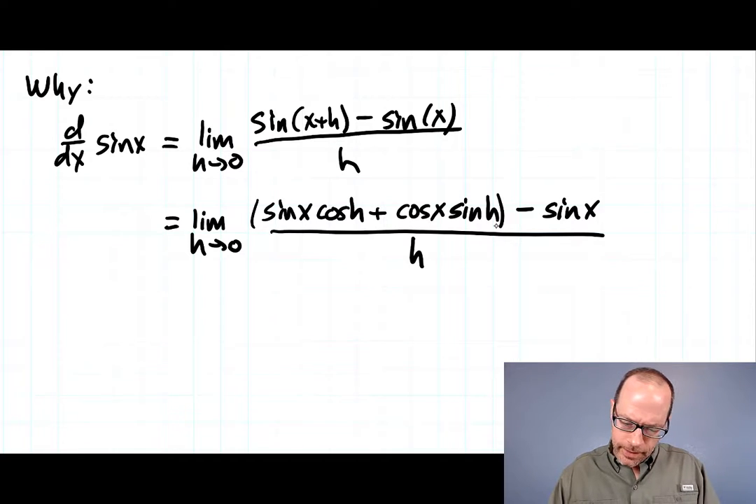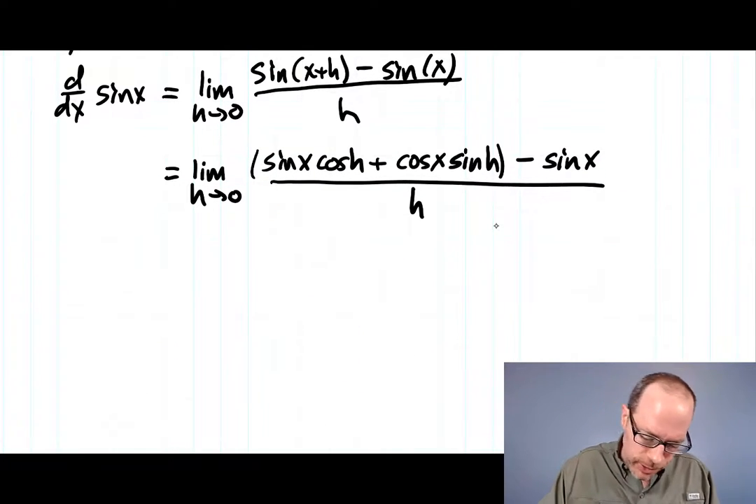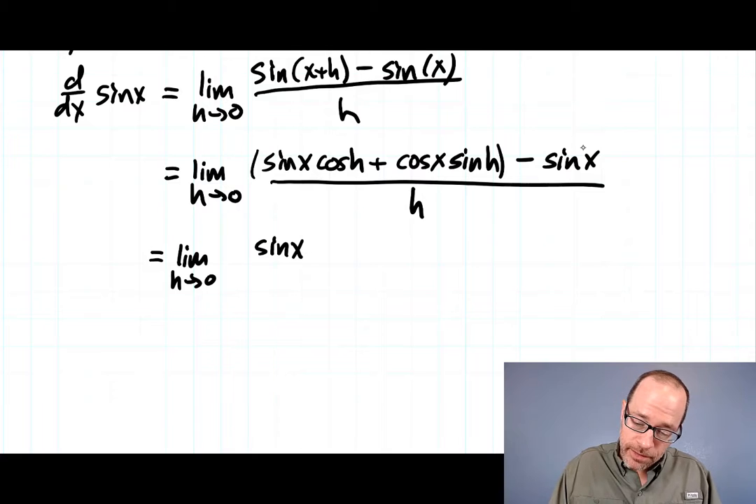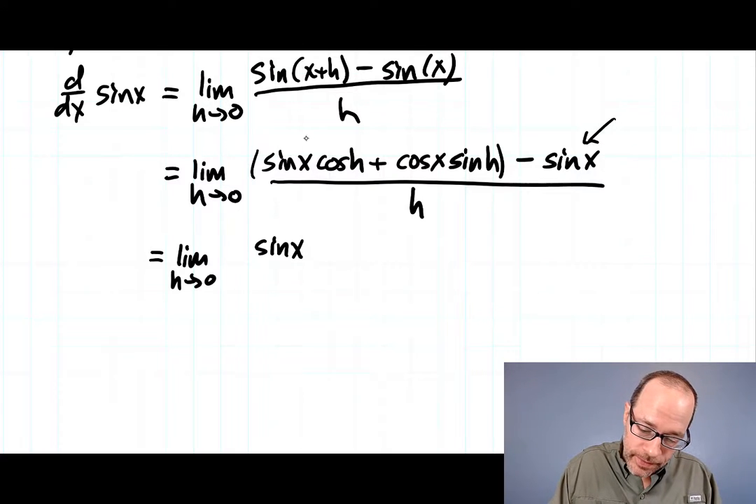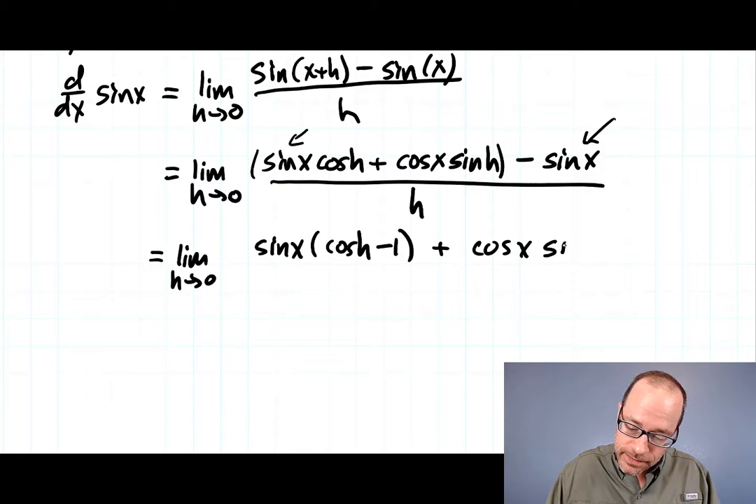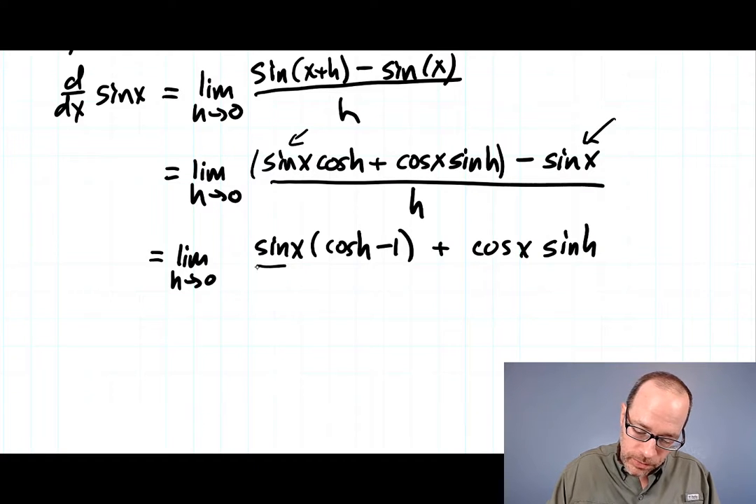So these first two terms were just the angle addition formula for the sine of x plus h. All right, now we're going to gather some terms together here. Let's put these together, everyone with the sine of x next to them. In fact, we'll factor out this term here and this term here. So the sine of x times the cosine of h minus 1. And the other term we'll just leave alone. Cosine of x, sine of h, all over h.